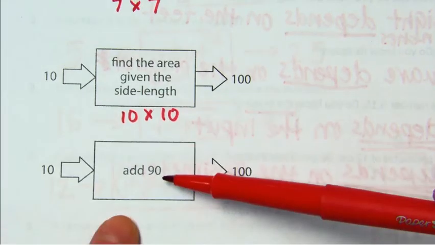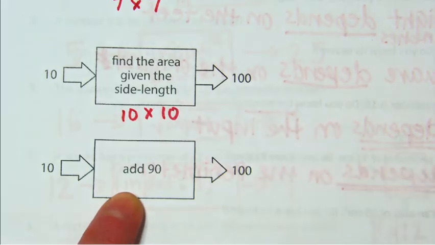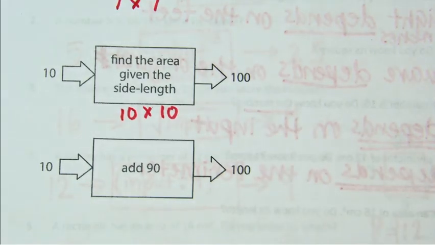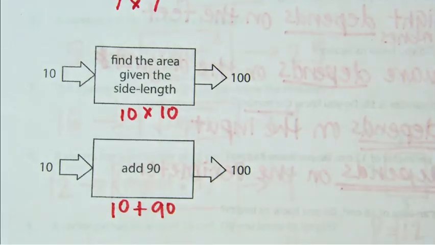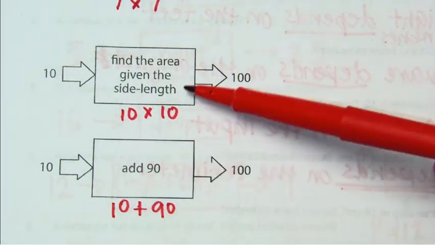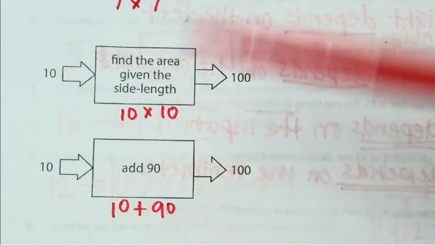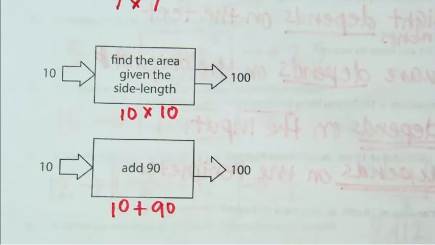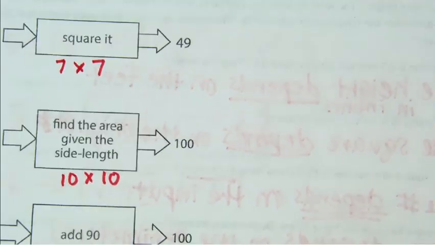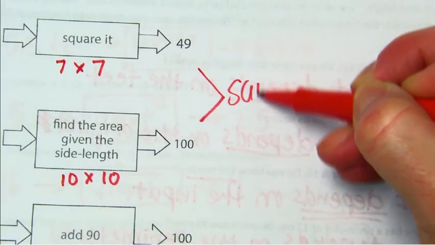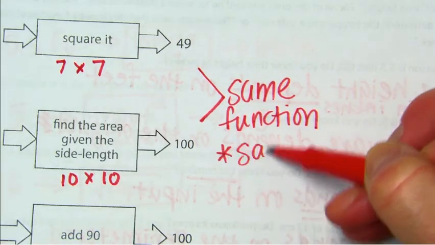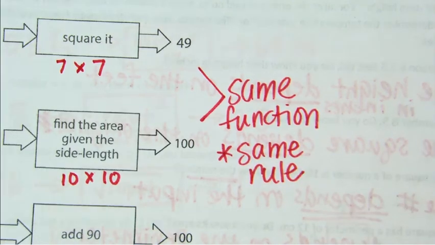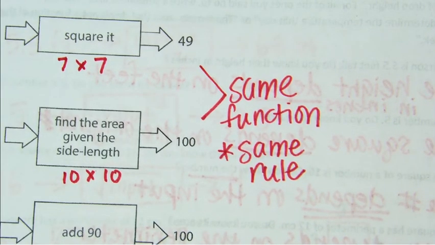So if we look at the rule, is this the same rule as we had above where we were going to multiply by itself? What did you add? 10 plus 90. According to this, our rule is 10 plus 90. That also gets us 100. However, these are different functions because the rule is different. These are the same function because the rule is the same. So off to the side here, you're going to make a note that says these are the same function because they have the same rule. Even though the rule is written differently, it is the same rule.